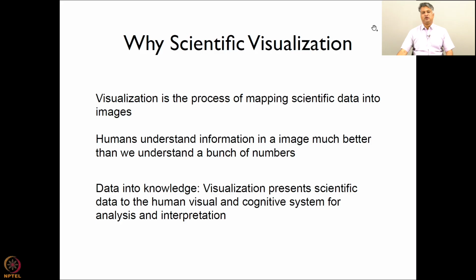Now, it is evident that humans will understand information in an image much better than just looking at a bunch of numbers. So, effectively, what we are trying to do is convert the raw data that has been created into information and then thereon into knowledge. Visualization effectively represents the scientific data to the human visual and cognitive system, which is then used for analysis and interpretation.